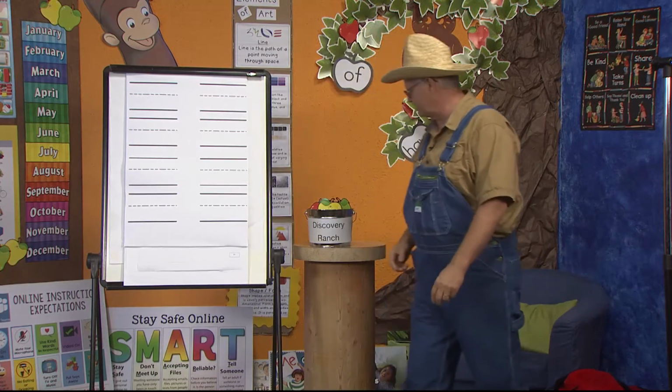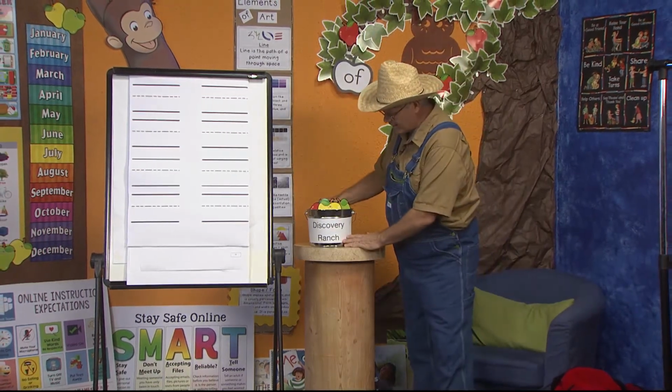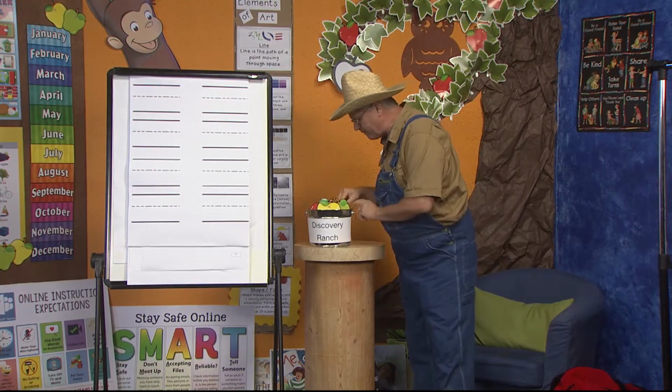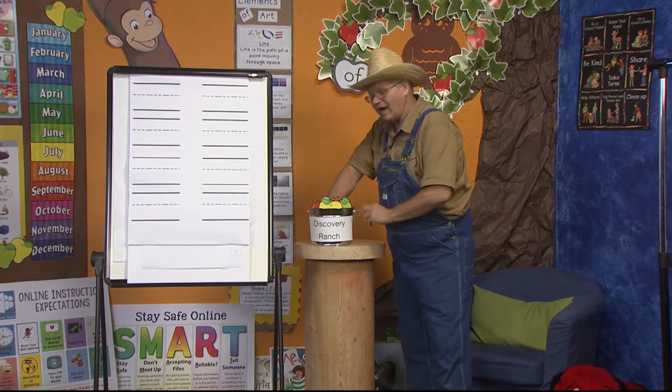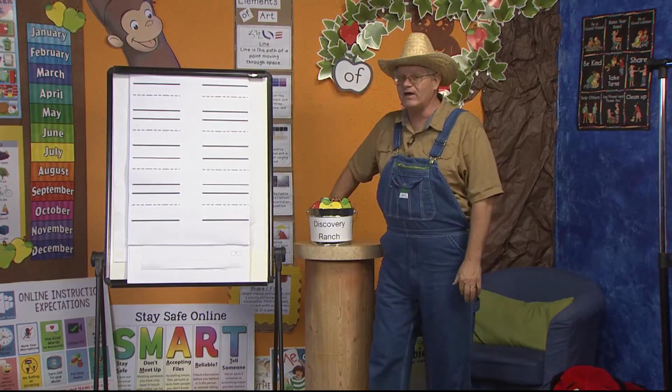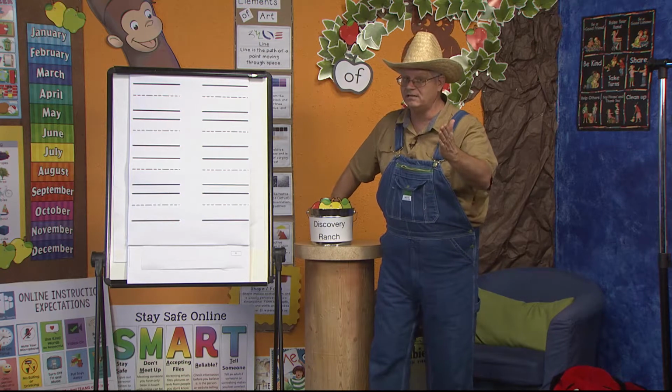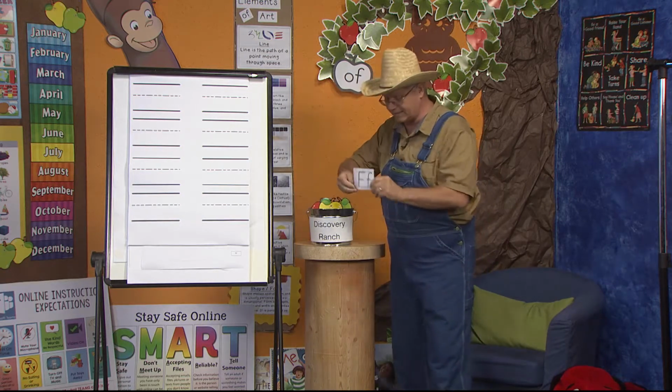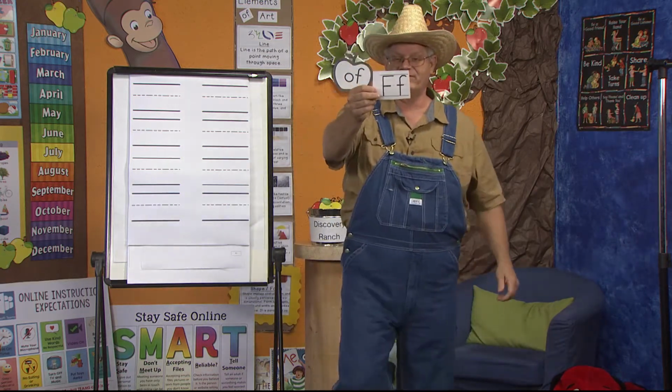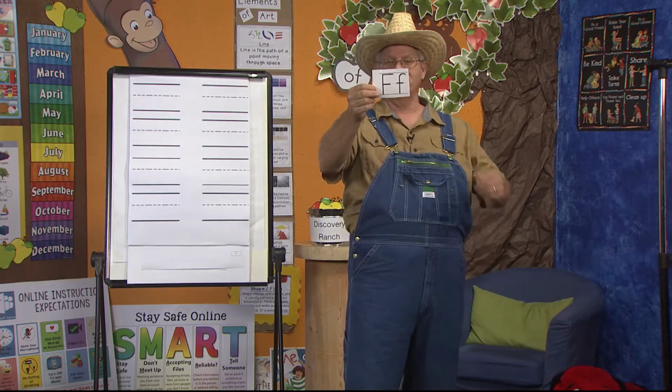What letter should we discover? Let's look in the Discovery Ranch bucket and see what we might have in here. I went out to the ranch and I found all these letters this week. So be ready, be ready. And this is our letter that I picked today. It's the letter F. Can you say F?